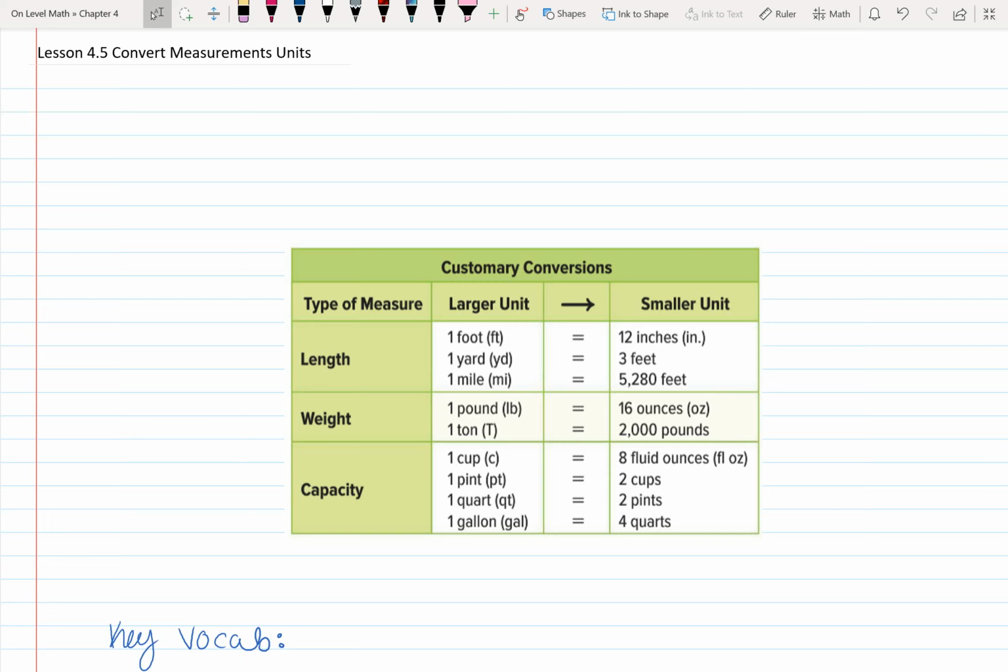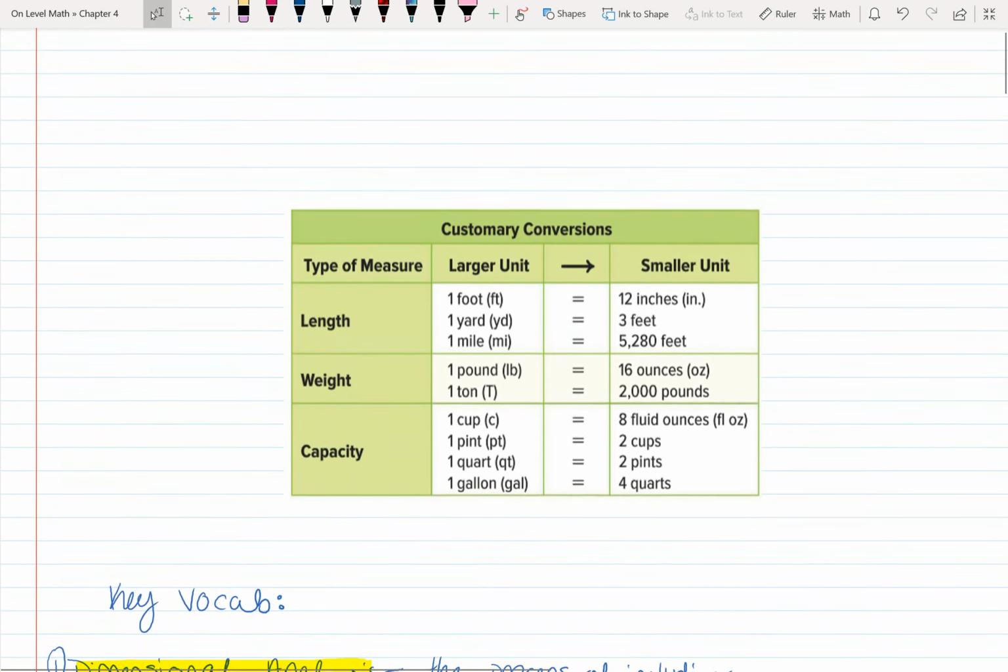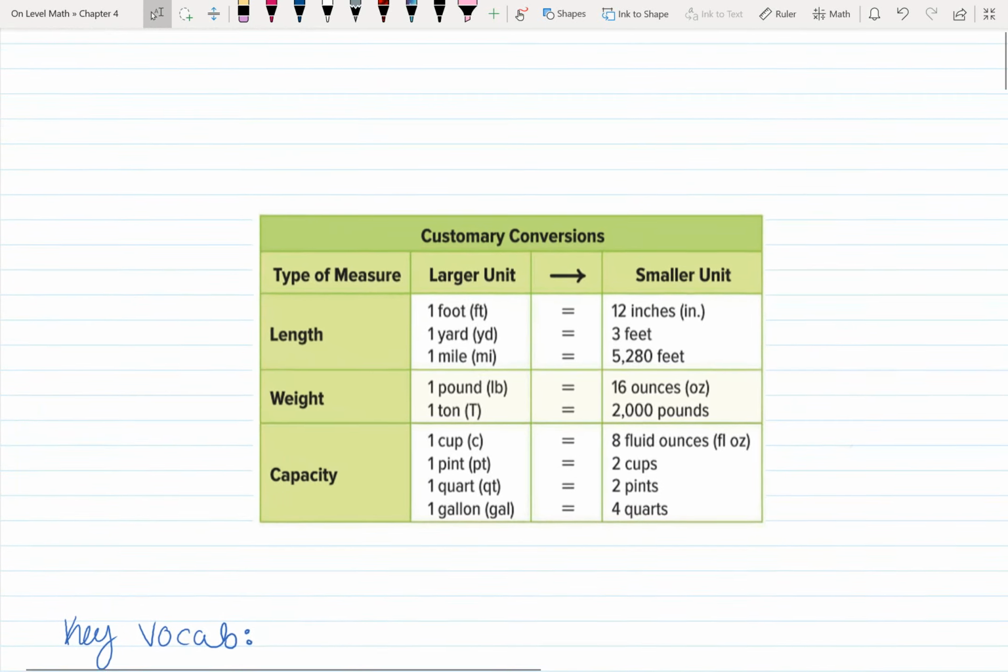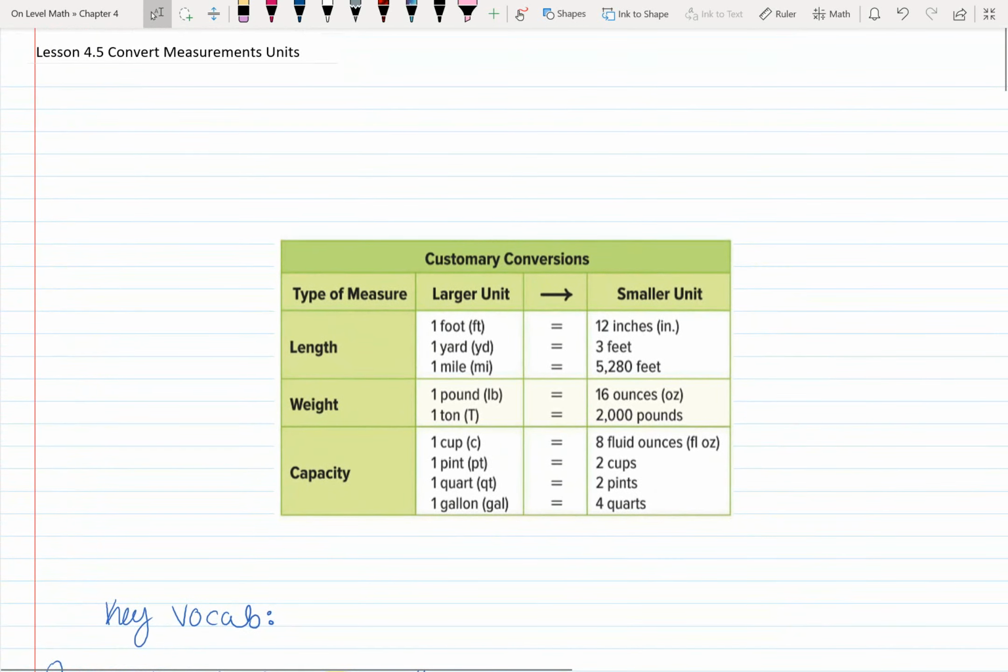But right now, I'm going to have you flip open to page 290, because that is where you're going to find the chart that I have here. So open your textbook to page 290, and you will see this customary conversions chart. None of these are conversions that I'm going to ask you to memorize. I will give this to you on the test.